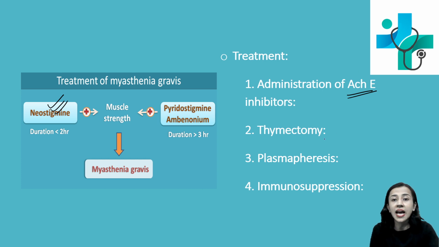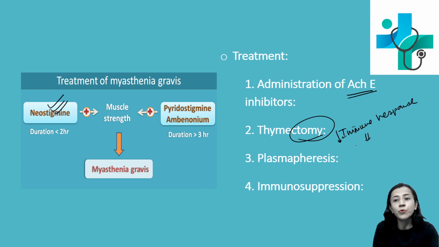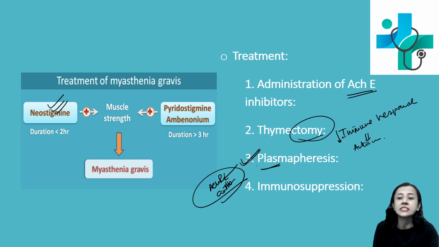The second mode of treatment is removal of the thymus, thymectomy, because if we remove the thymus, the immune response decreases, and when the immune response decreases, there is improvement in autoimmune diseases. Another is plasmapheresis. Here we remove the plasma and give RBCs suspended in isotonic solution. When we remove plasma, the acetylcholine receptor antibodies present in the plasma are also removed, so the person feels improvement.